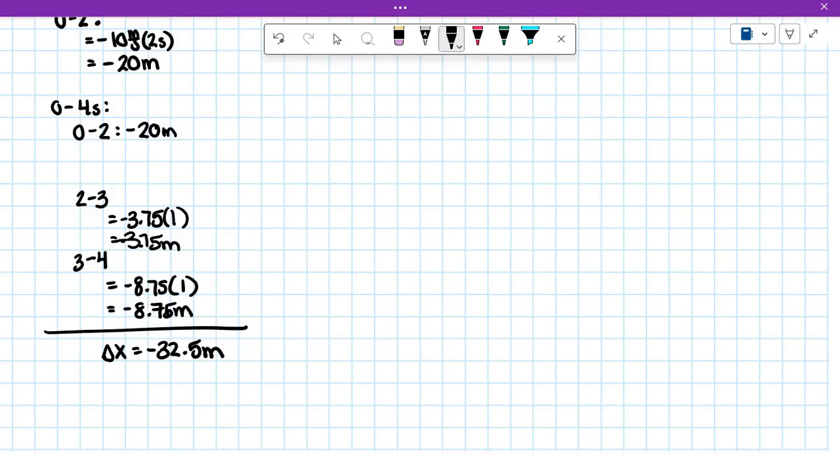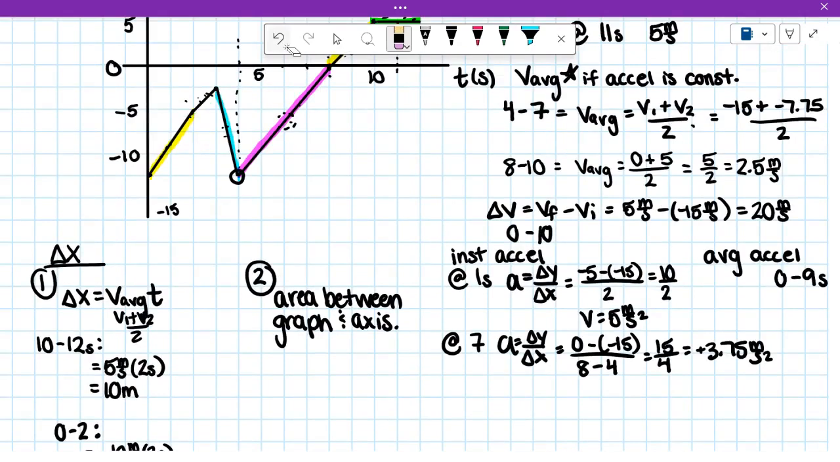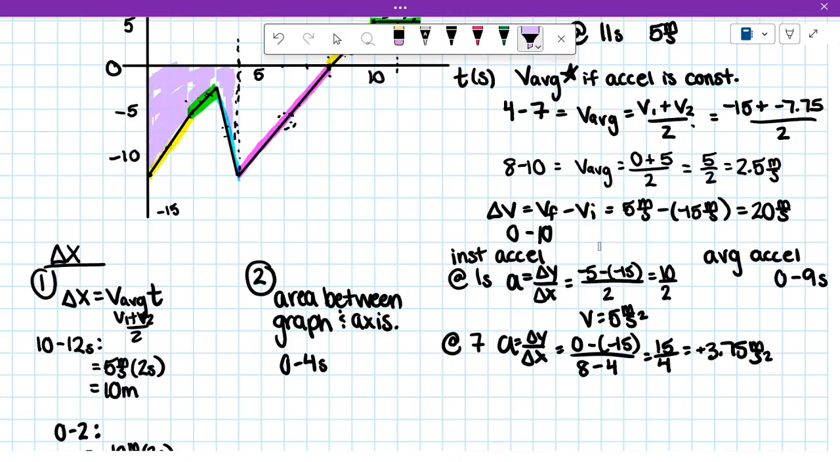Another way to do this, another way of finding the change in position, I'm just going to erase some of these to clear things up. Another way to find change in position from a velocity versus time graph, oh, excuse me, is to find the area between the graph and the axis. So let's use that example of 0 to 4 again. Okay. So here's 4 seconds. So I need to find the area of this weird shape here, right? All this purple.